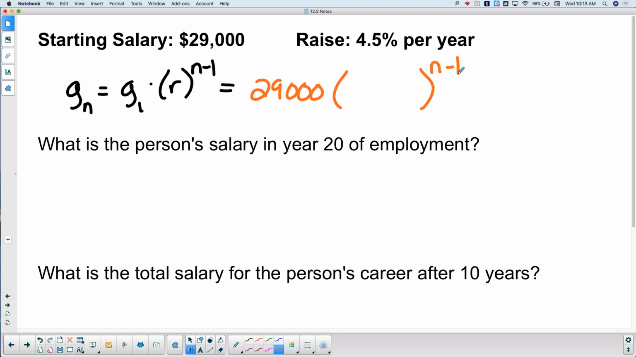right? Okay. So if I type in a calculator, 29,000 times 0.045, what do I get? 29,000 times 0.045. What do we get? 1,305. So in my second year, I'm going to make $1,305.